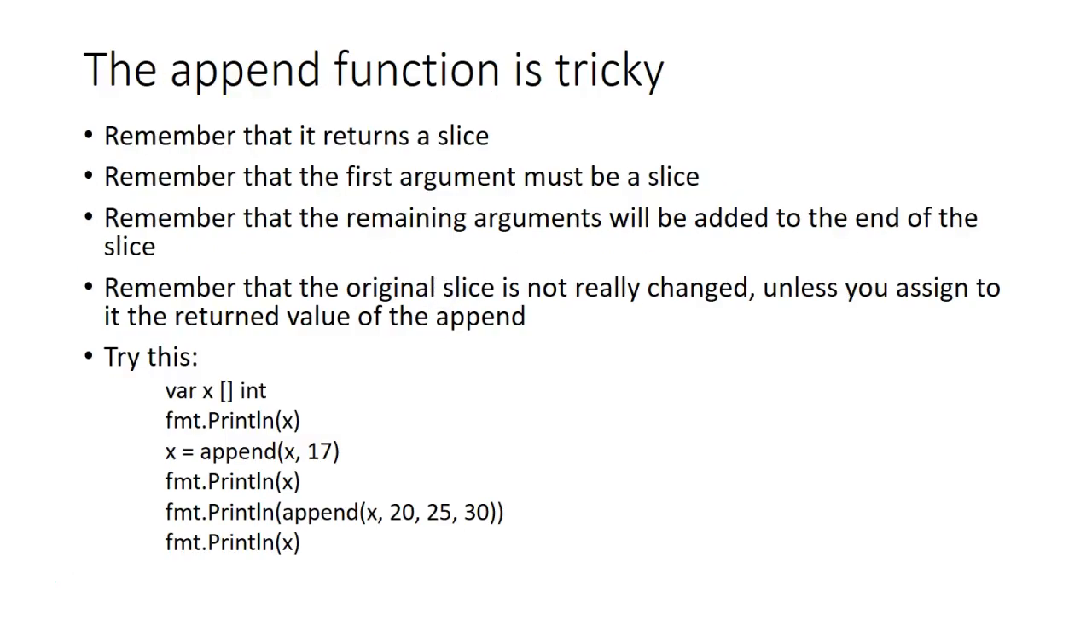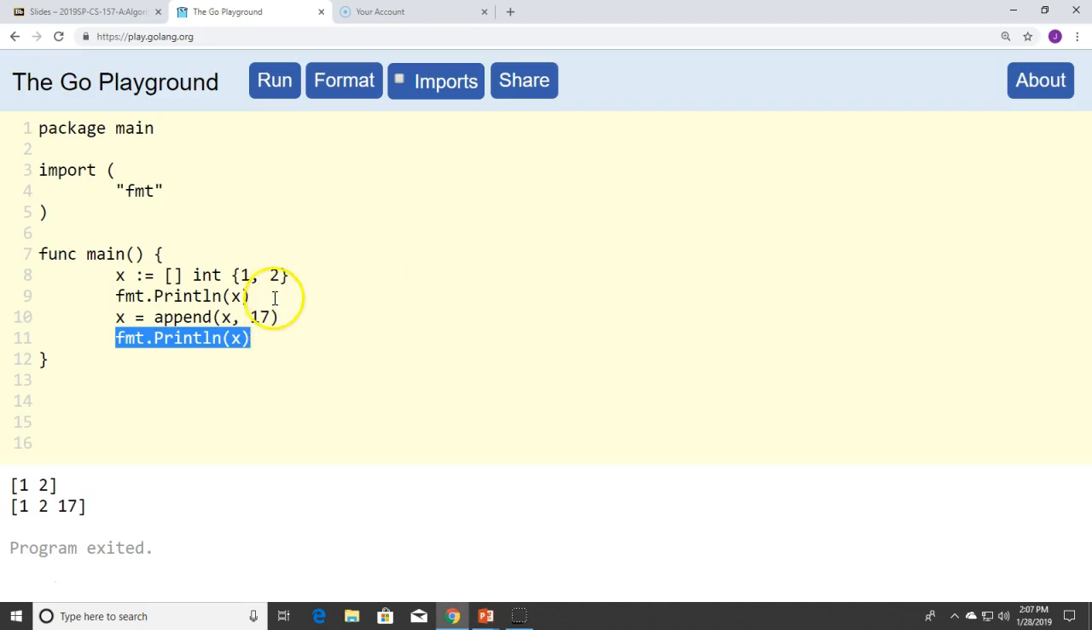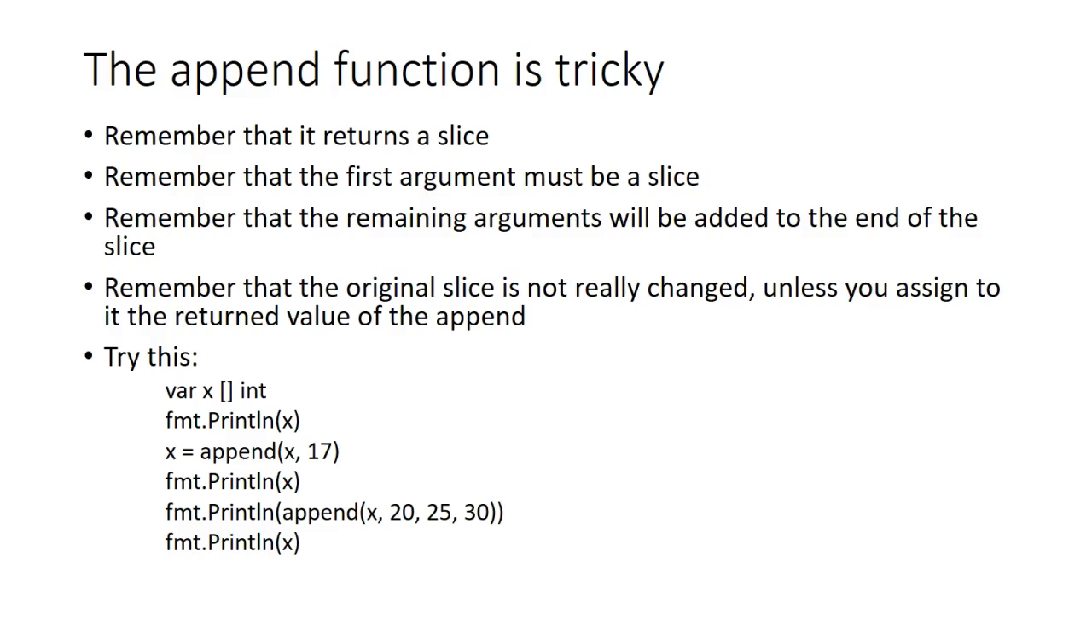Okay, so if we go back to what we had before, we had a slice with nothing in it. So let's just do that. You have a slice with nothing in it, then I stick 17 in it, and now I'm going to do what this slide says, print appending X 20, 25, 30.